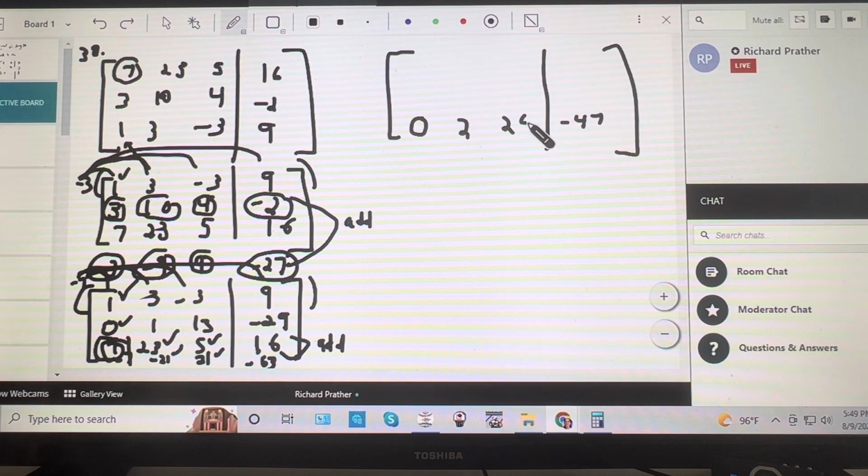So I changed row 3. That means the first two rows are not changing. So rewrite these first two rows. 1, 3, negative 3, 9, 0, 1, 13, and negative 29.